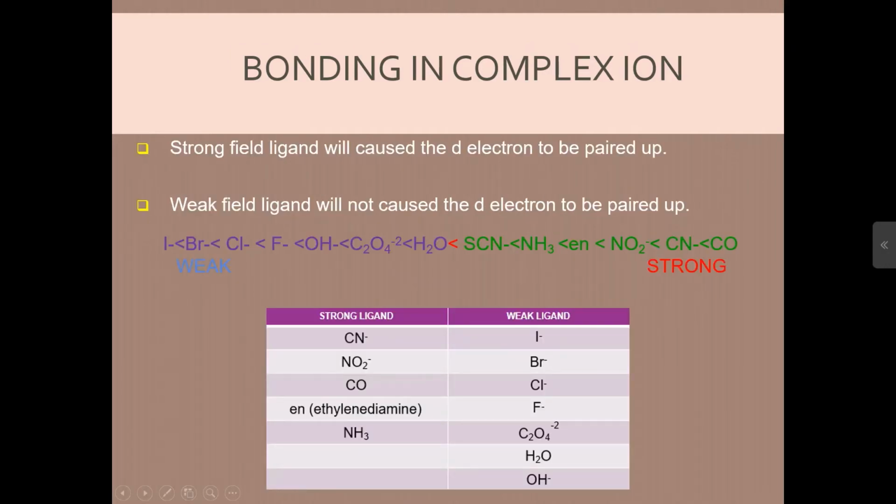When we are doing the bonding in complex ions, we need to know the characteristics of the ligand. A strong field ligand will cause the d electrons in a metal to be paired up, whereas a weak field ligand will not cause the d electrons to be paired up. This is the list of common ligands used. The strong ligands include CN, CO, ethylenediamine and ammonia. And the weak ligands are like iodide, bromide, chloride and fluoride.